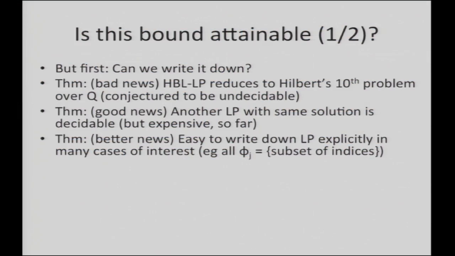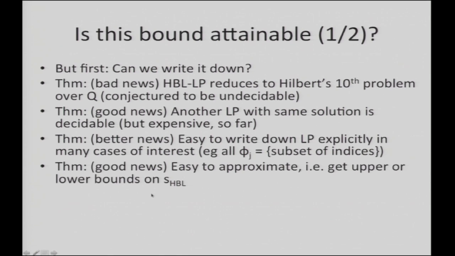And even better news, for certain special cases of programs which come up very frequently, it's really easy to write it down, right? So I showed you a bunch of those delta matrices. They were full of zeros and ones. Just say who's the subscript to whom. In those cases, it's obvious. You just write it down. And in fact, even in the general case, it's easy to get approximations. You get upper and lower bounds, even if you don't write down the exact linear program.